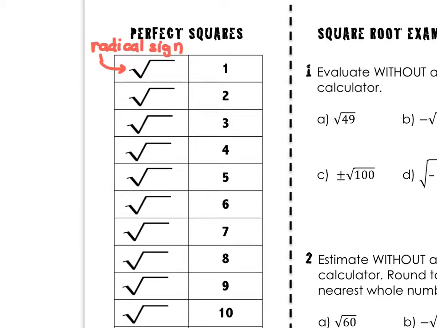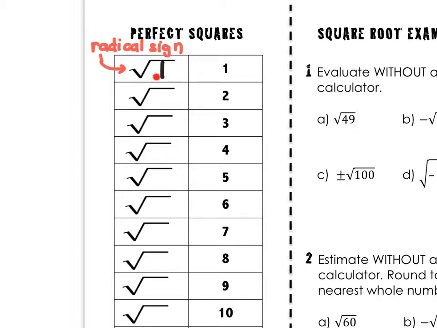Okay, so let's first take a look at the perfect squares table on the far left of the handout. And these symbols that you see in the table is what we call radical signs, or as some people call them, square root symbols. I'm going to use the word radical sign in this video. And we're going to write the perfect squares in this column here. So to get the perfect square, we take this number on the right column and we square it. So 1 to the second power is 1. That's our first perfect square.